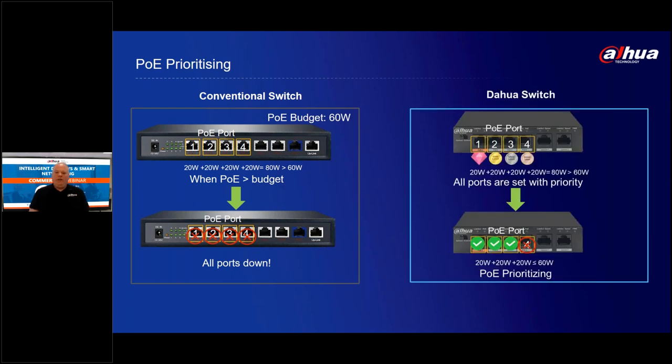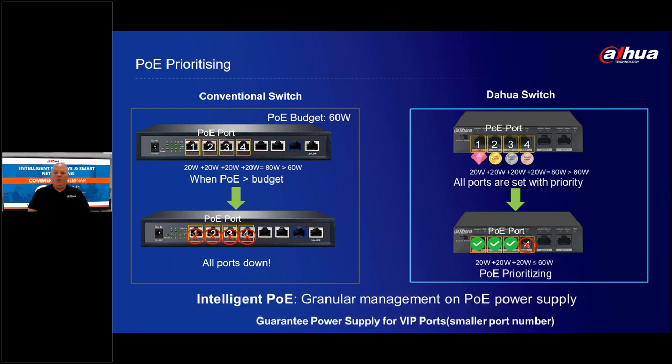With the Dahua switch, it is able to prioritize the power. So in the same scenario, it's 60 watts capability, but the demand is 80. It will still provide power for three of the ports, making the 60 watts, and it will close down just one port. And of course, that's configurable depending upon the individual port that you want to configure. But again, here's a really good example as to how Dahua is designing a switch specifically for the security industry rather than just using a standard IT product.